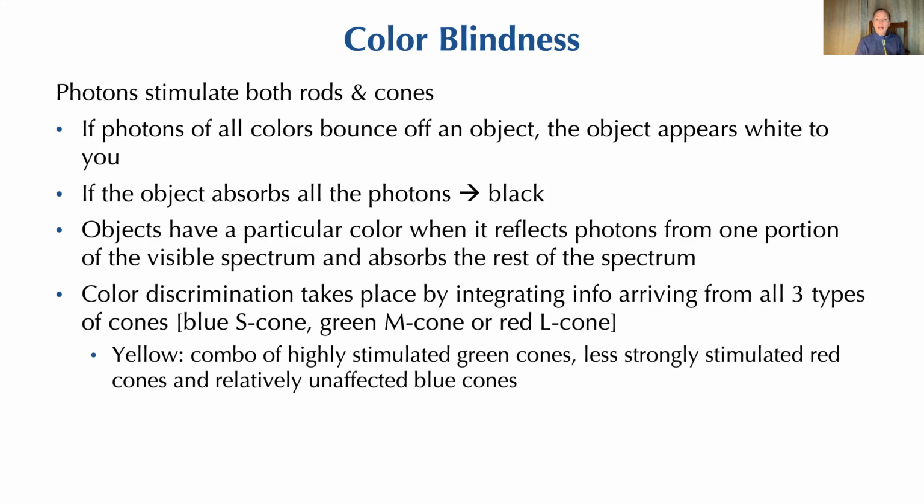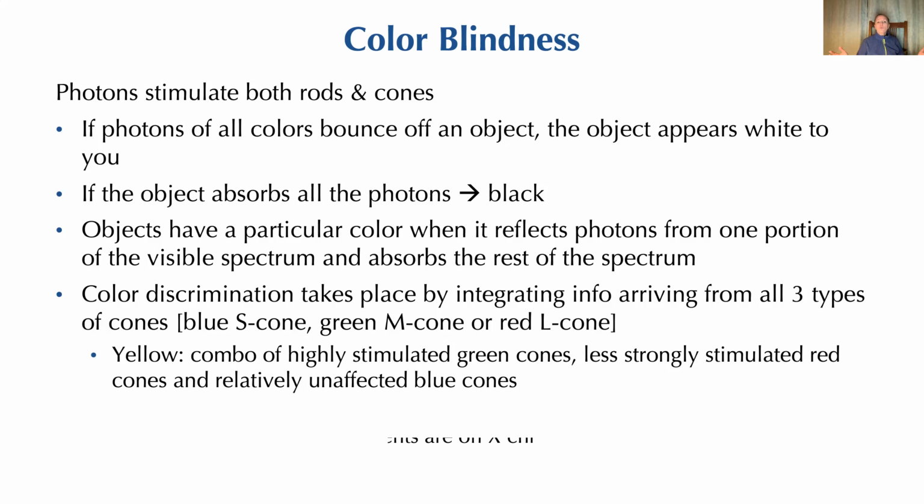In the green cone range, 530 nanometers, you'll see green. 560 nanometers in the red cone range, you'll see red. And then you'll get various combinations of colors depending on what is stimulated more or less, all right? Yellow is going to be a combination of highly stimulated green cones with a little bit of stimulation from the red cones, no participation from the blue cones, for instance. All right, so color blindness.